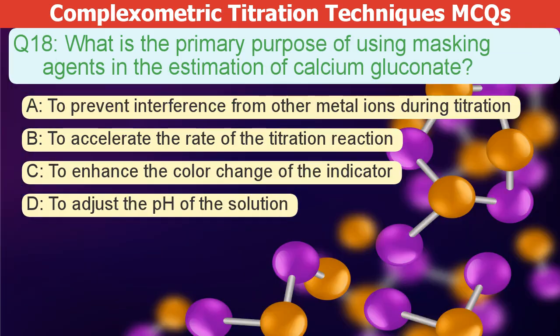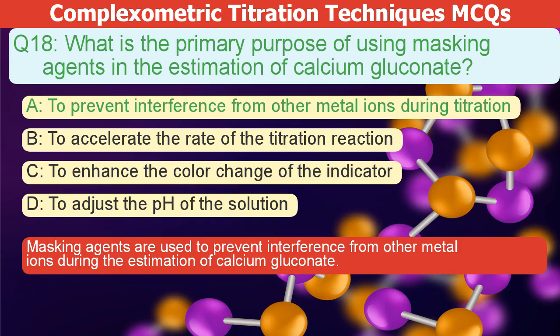What is the primary purpose of using masking agents in the estimation of calcium gluconate? A. To prevent interference from other metal ions during titration. B. To accelerate the rate of the titration reaction. C. To enhance the color change of the indicator. D. To adjust the pH of the solution.